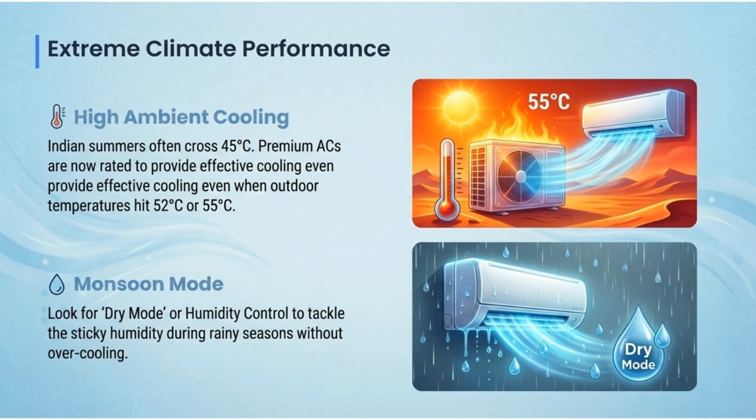For extreme climates, look for high ambient cooling, which can handle temperatures up to 55 degrees Celsius. Monsoon mode, or dry mode, helps manage sticky humidity without overcooling during the rainy season.